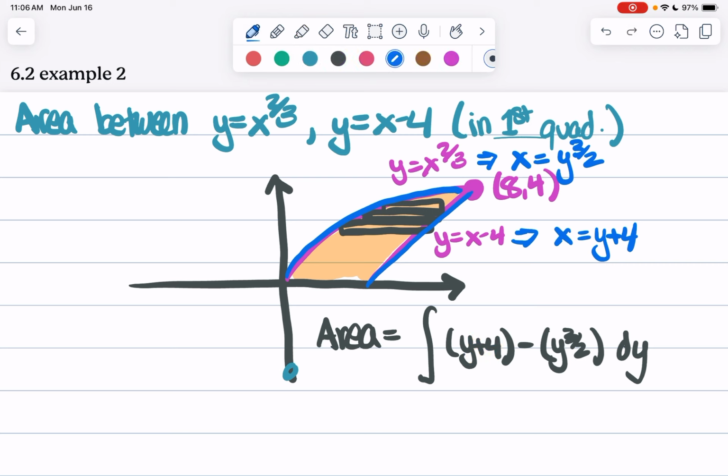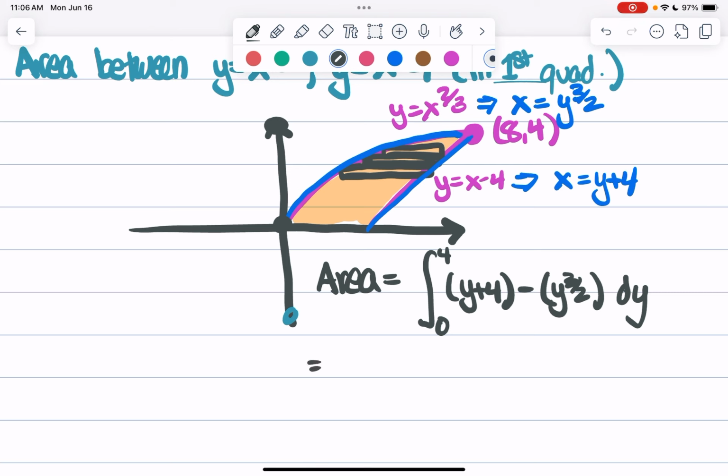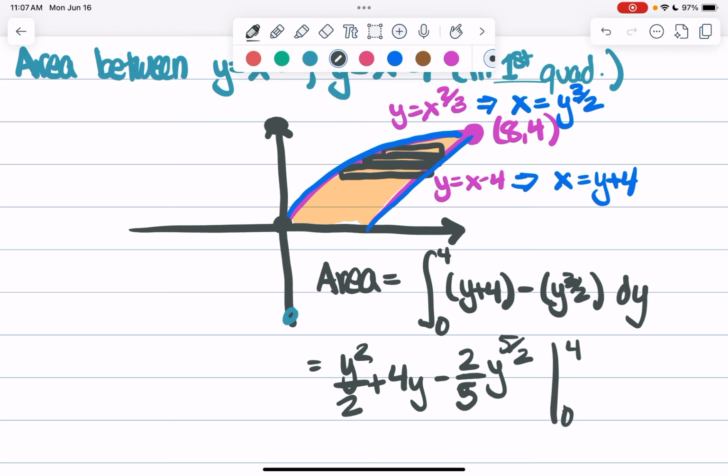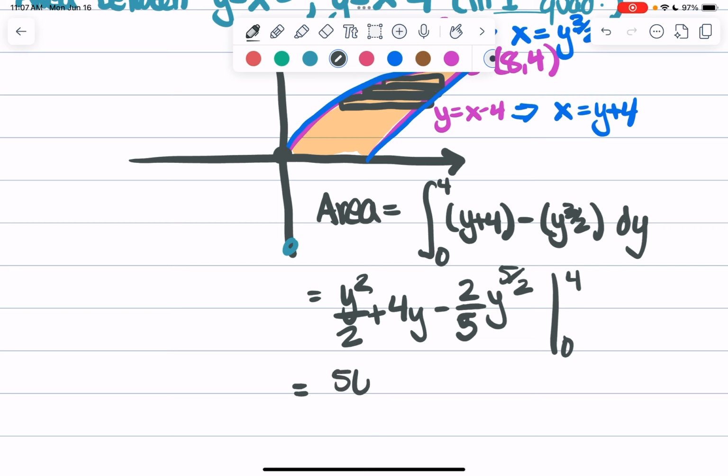We just need the endpoints of integration now, and we are integrating from y equals 0 up to y equals 4. Not x from 0 to 8, we're integrating in y. So it's 0 to 4 for y. That's our integral. We know how to do it. It's a power rule. So we have y squared over 2 plus 4y minus y to the 5/2 over 5/2, so that's 2/5 y to the 5/2, from 0 to 4. That ends up being 56/5, and that is the area between these two curves.